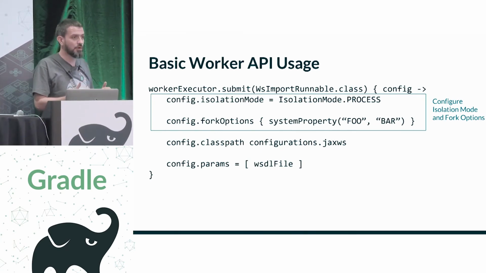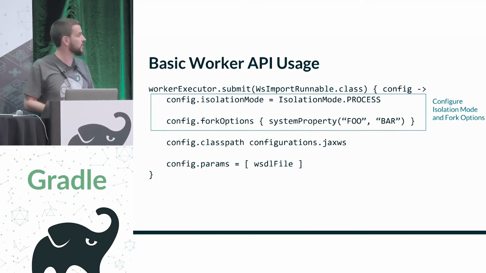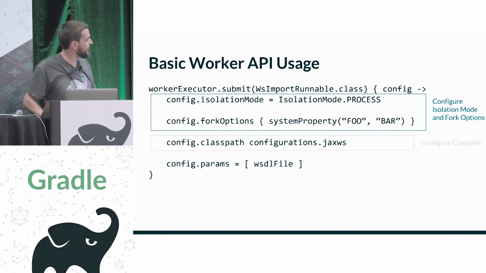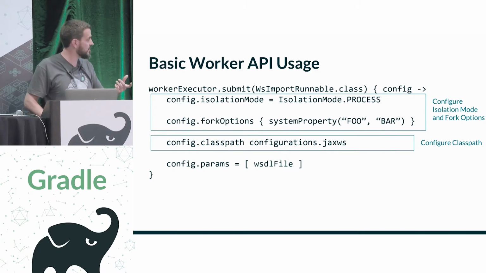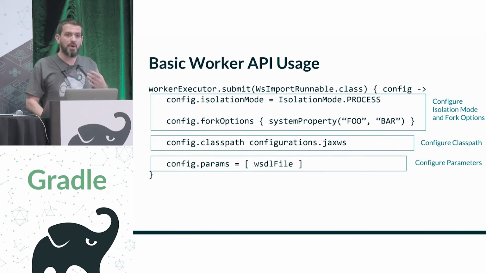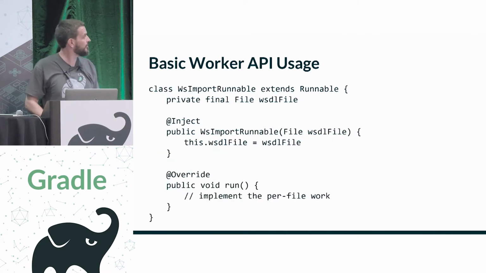And then we configure how we'll run this unit of work. And so first, the isolation mode. Here we say process, right? And eventual fork options, system properties, and so on. And we need to set the class path for the forked process, right? And parameters. These parameters actually apply to the WS import runnable.